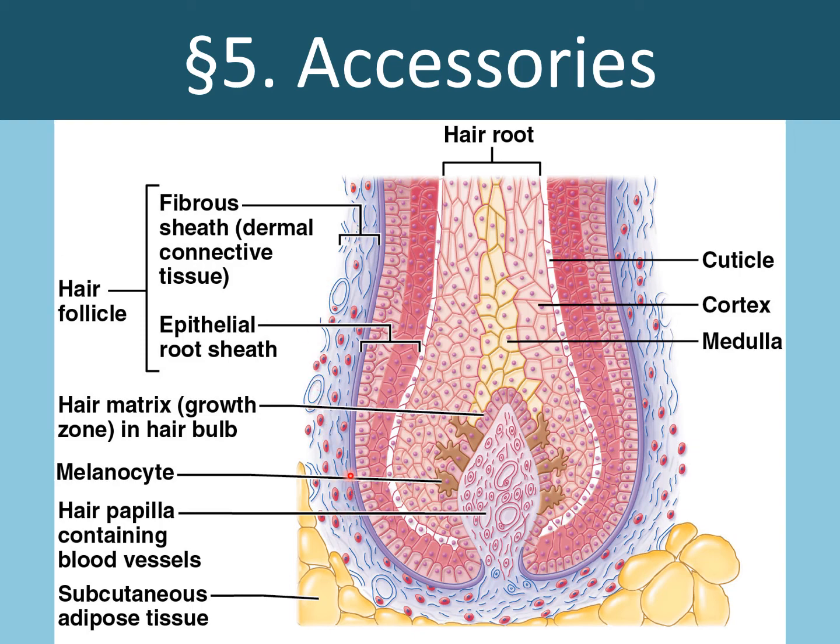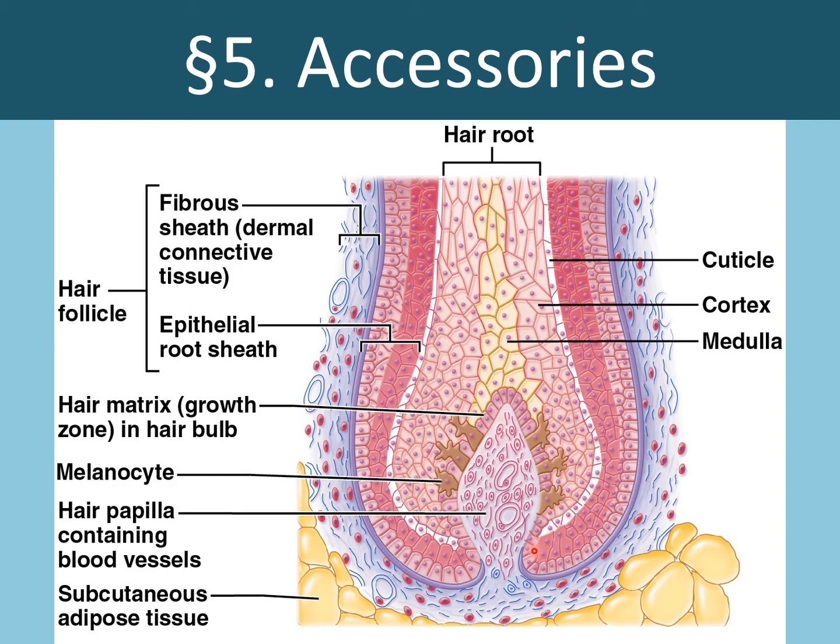Also within the hair follicle are certain structures. This swollen region here at the base of the hair is the hair bulb. This projection of connective tissue into the base of the hair is the hair papilla. What's not depicted here is the blood vessels that would come up and help feed the growing hair.